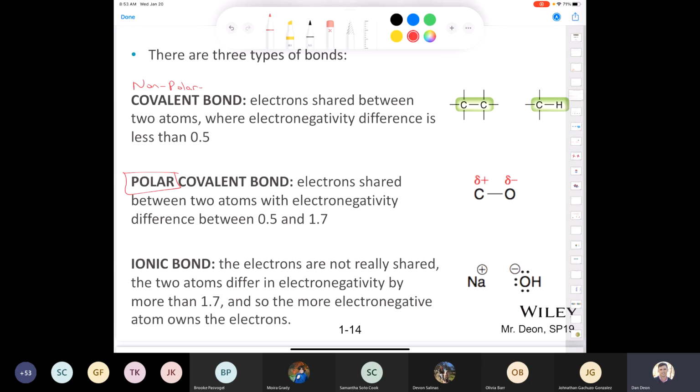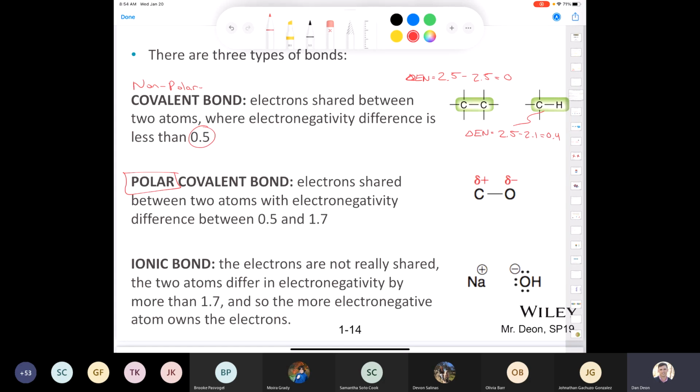If you think about the bond between 2 carbons, well, carbon has an electronegativity of 2.5, and the other one has an electronegativity of 2.5. So the difference in electronegativity, delta EN, is going to be 0. Same thing applies to carbon and hydrogen. That is a non-polar bond. Yes, there is a difference in electronegativity. Carbon is 2.5, hydrogen is 2.1. You can do this in your head, you don't need a calculator. It's 0.4. But 0.4 is small. It's less than 0.5, and so that is a non-polar bond.